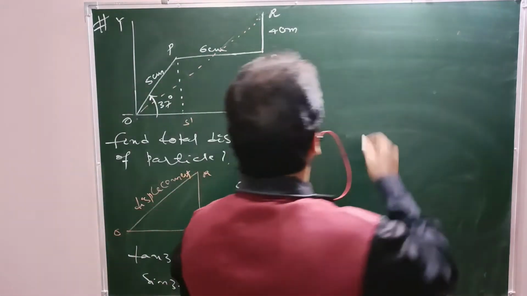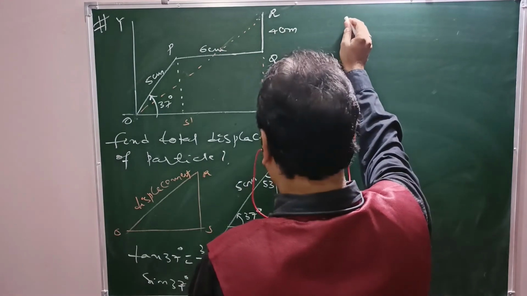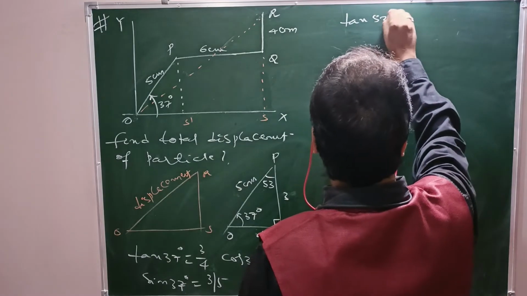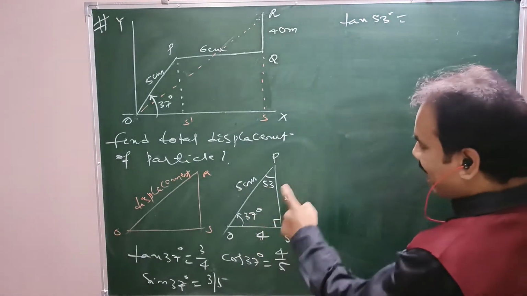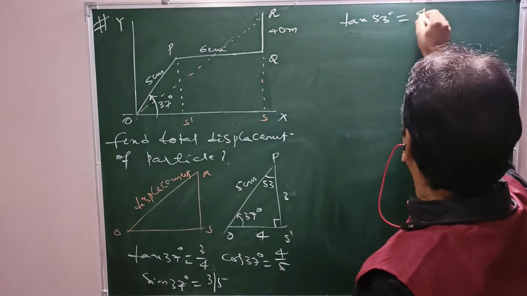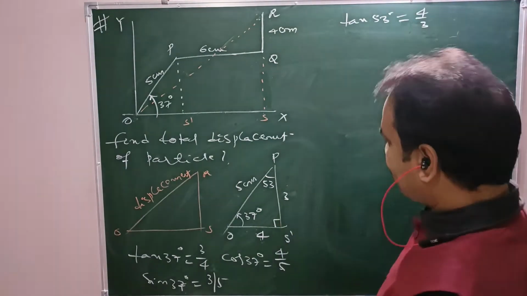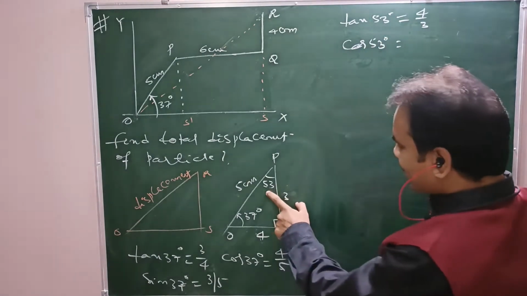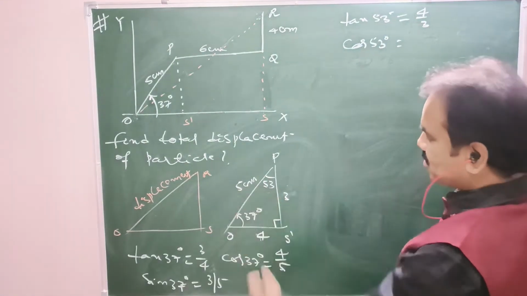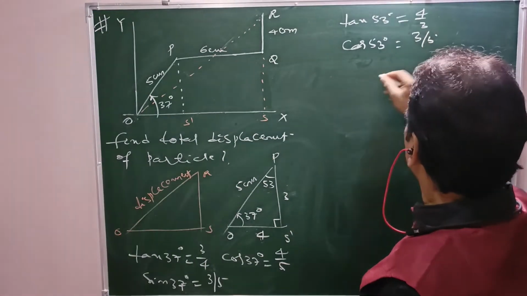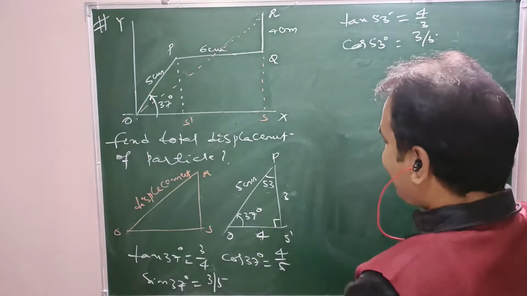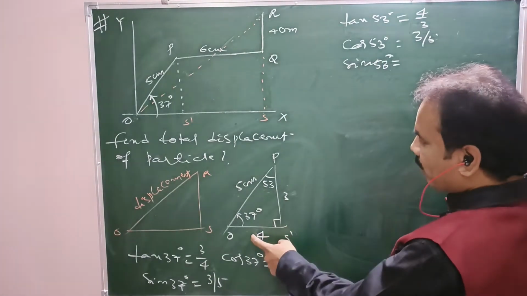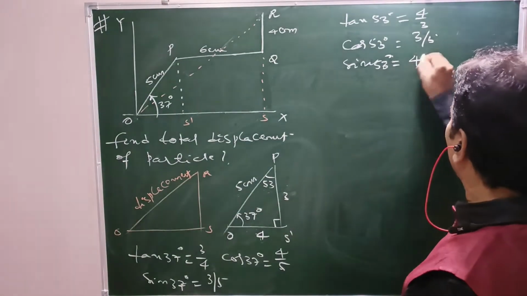See, once again, tan 37. What about tan 53? Tan 53 equal to opposite by adjacent, that is 4 by 3. What about cos 53? Cos 53 equal to adjacent side by hypotenuse, that is 3 by 5. Similarly, sin 53 equal to opposite side by hypotenuse, that is 4 by 5.